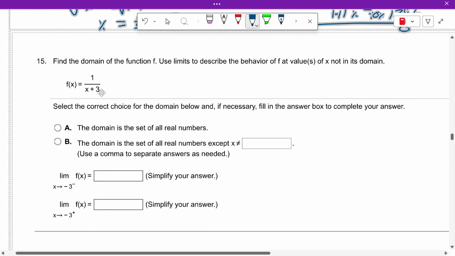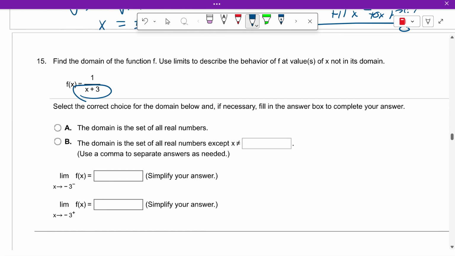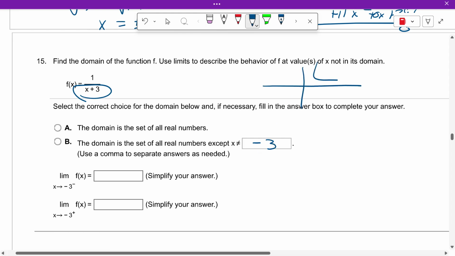Okay, the domain. What can x not be? Negative 3. So the domain is all real numbers except for negative 3. Now, when you graph it on your graphing calculator, it looks like that. Here, let me redo that. So at negative 3, there's an asymptote. As we go towards negative 3 from the left, it goes towards negative infinity. As we go from the right, it goes towards infinity.